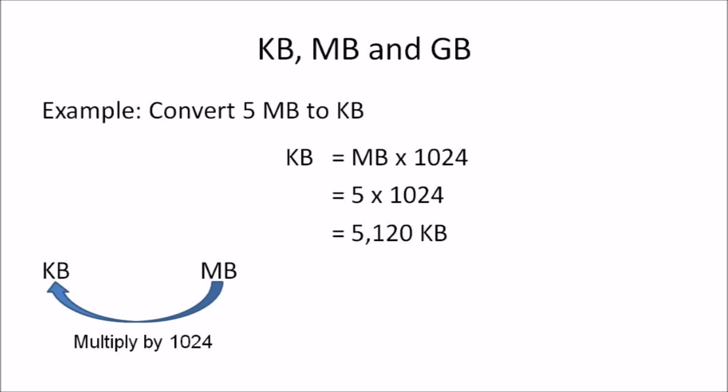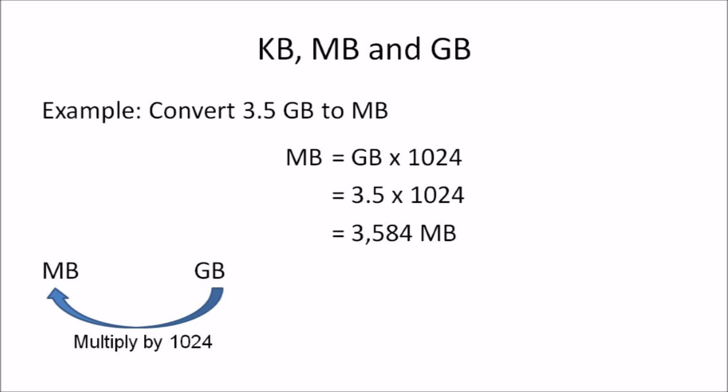In this example, convert 5 megabytes to kilobytes. We're going backwards now to convert megabytes back to kilobytes. So the formula is kilobytes is equal to megabytes multiplied by 1024. We'll substitute the amount. We've got 5 megabytes multiplied by 1024, and the answer we get is 5120 kilobytes. Notice the amount 5 increases to 5120, because now we're converting a larger unit to a smaller unit. So we are multiplying.